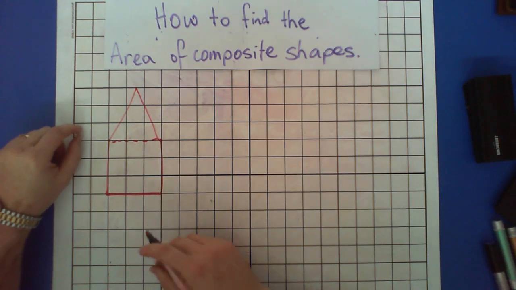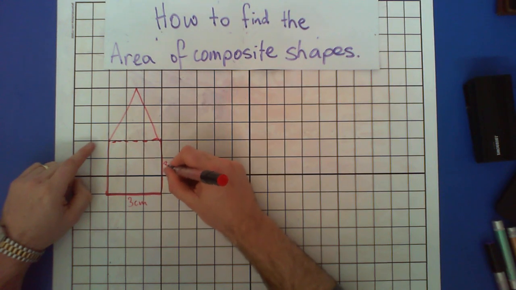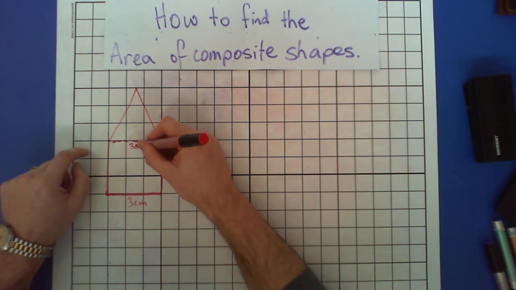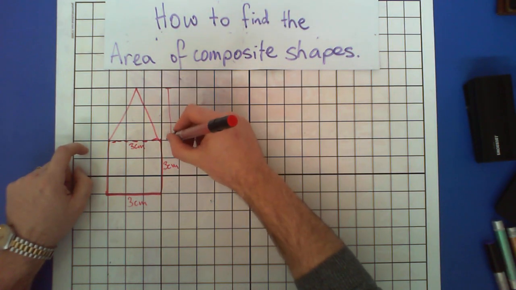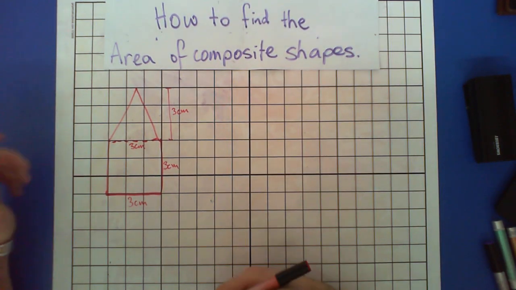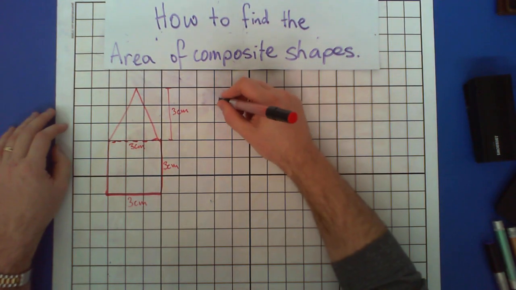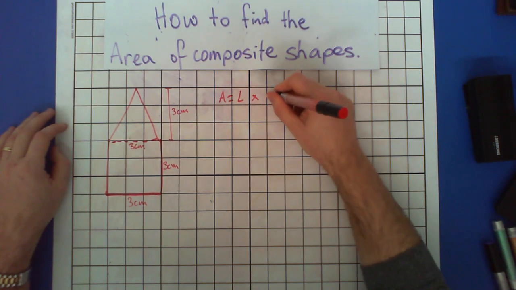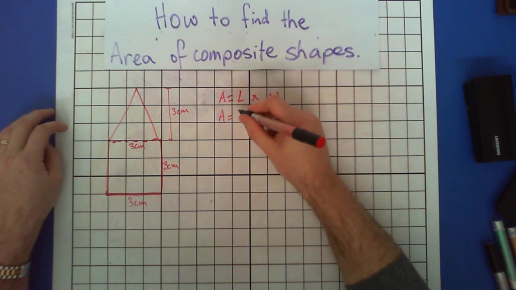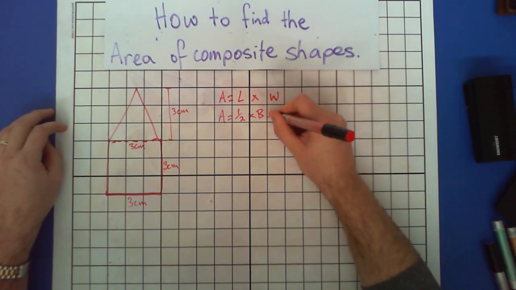Now in this we can see that our square has dimensions of 3 centimeters and 3 centimeters. Our triangle has a base of 3 centimeters as well, and a height of 3 centimeters. So what we need to do is just combine some of the formulas that we learnt in previous videos. We've got a rectangle or a square, and we know that area equals length times width. And for the triangle, we've found from previous videos that the area is a half times the base times the height.